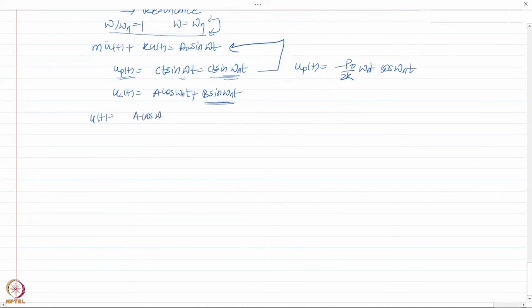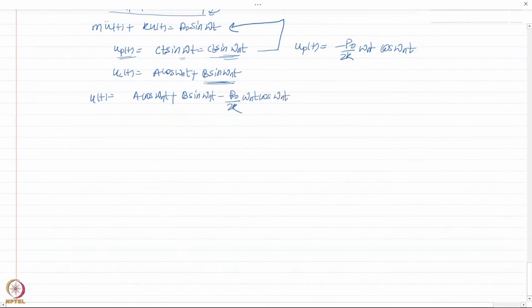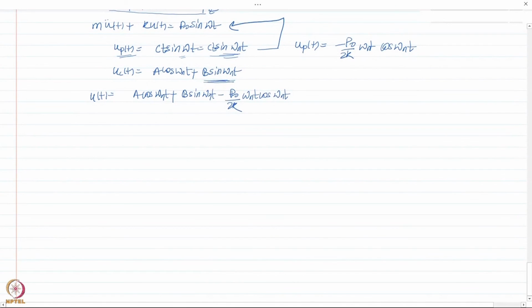And the total solution you can write as A cos omega n t plus B sin omega n t plus p naught over 2k omega n t cos omega n t. So you can see when omega is equal to omega n, the solution does not suddenly become, or the response does not suddenly become unbounded.